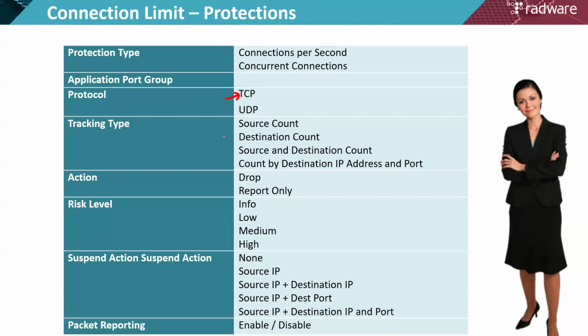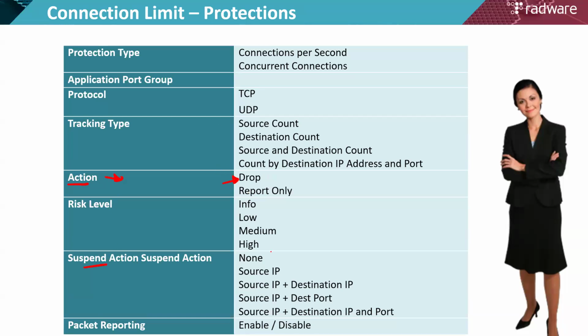Specify the protocol and the tracking type. For the incoming request, you specify how you're tracking: whether you're tracking the source only, the destination only, or the traffic directed to a particular destination, or counting both, coming from this source and going to a particular destination. All those things can be taken into account in order to classify the traffic, based on which we will take the action, which is to drop. Or you can also set it to report only, which is not recommended.